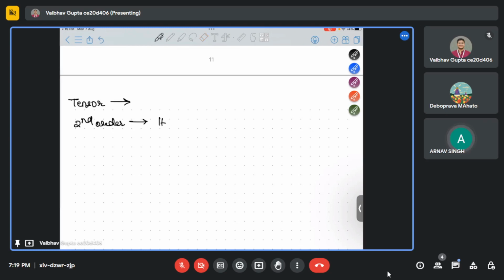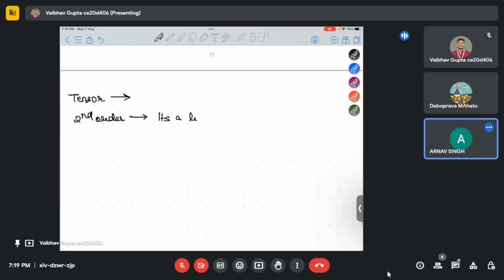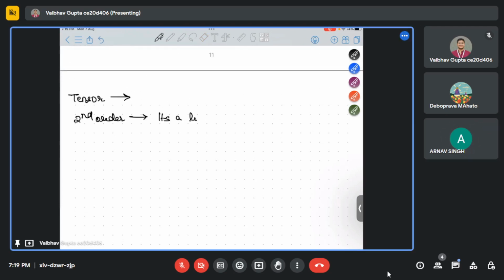I'll correct myself. Sir, tell us about the tensor once more. See, a scalar is nothing but a zero order tensor. You will learn these things better in the subsequent weeks also. I'm just covering the basics. It's a zero order tensor.